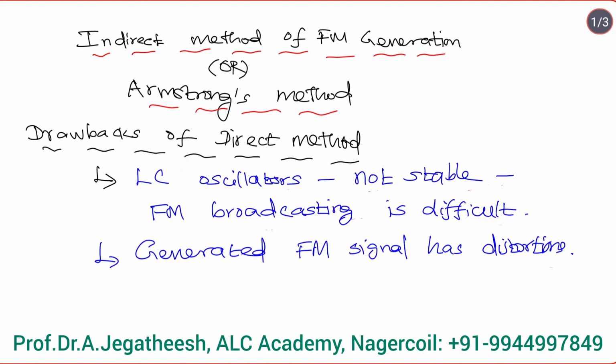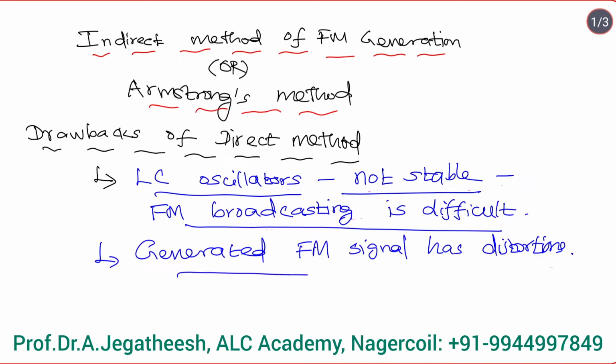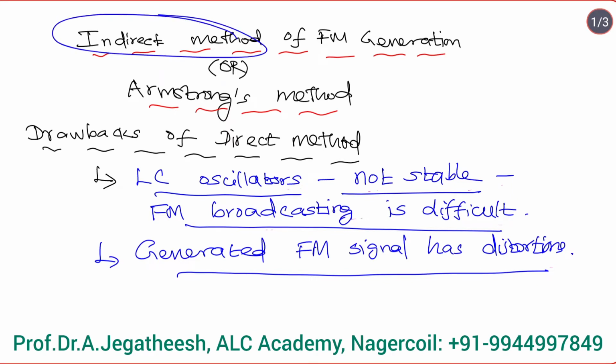In the direct method, LC oscillators are normally used. These LC oscillators are unstable, so broadcasting of the FM signal is difficult. The second drawback is that the generated FM signal has some distortions. So we go for the indirect method of FM generation.